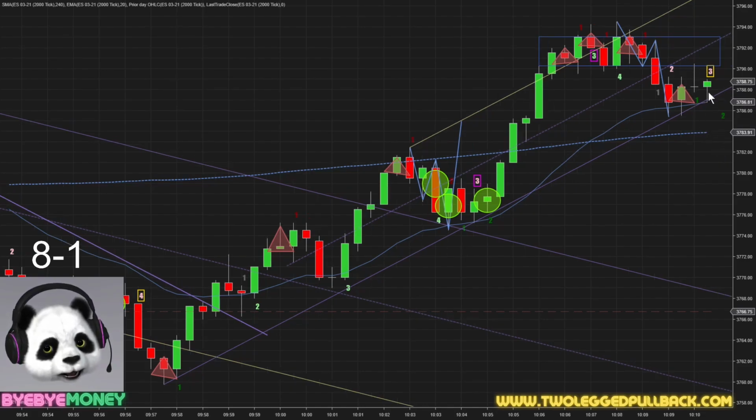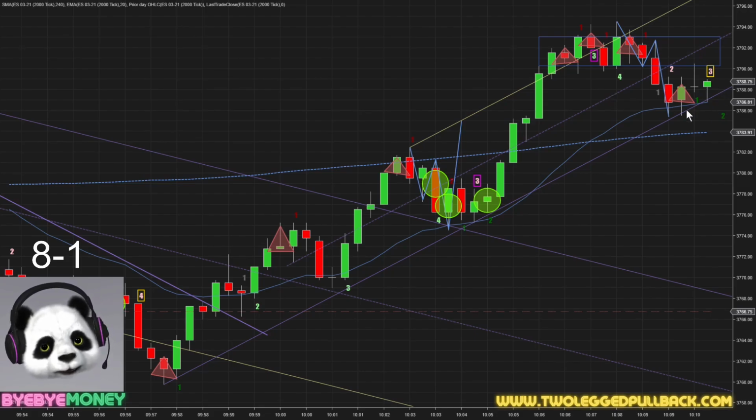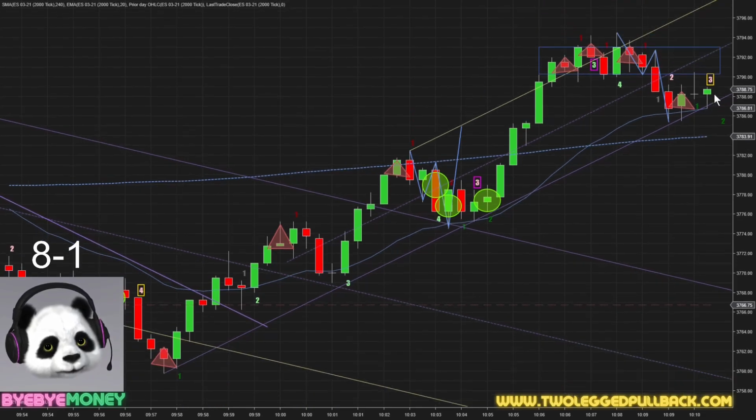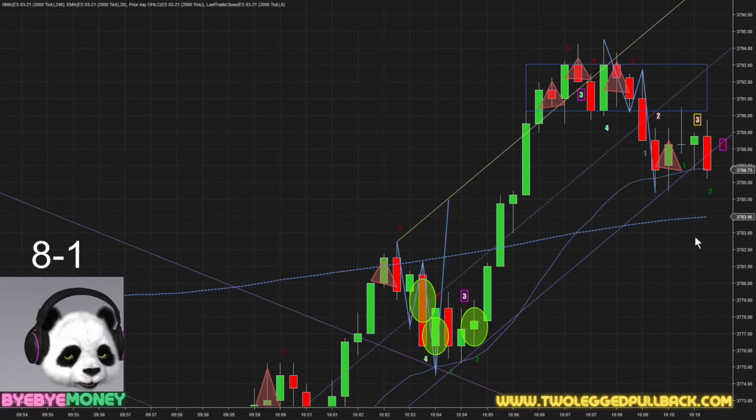And it comes back, and now we have another setup that potentially wants to come back up and test the bottom of the trading range. A lower, higher low. Doji bar here. 2. It's not enough room back to the top here. It's barely enough room actually.